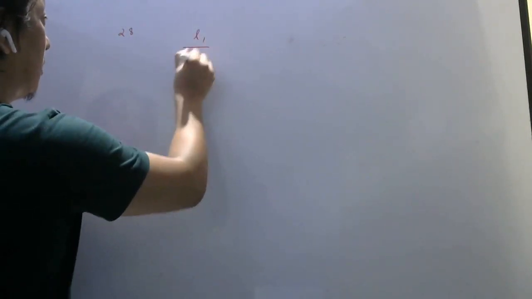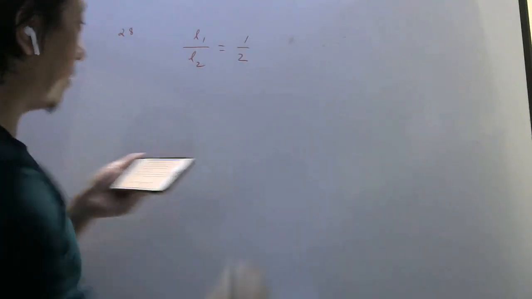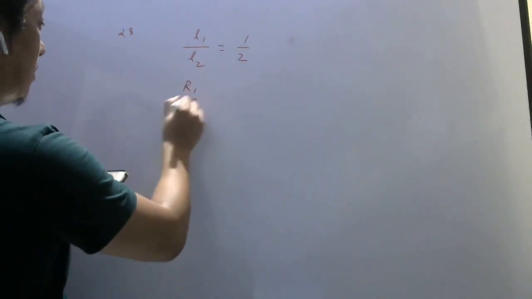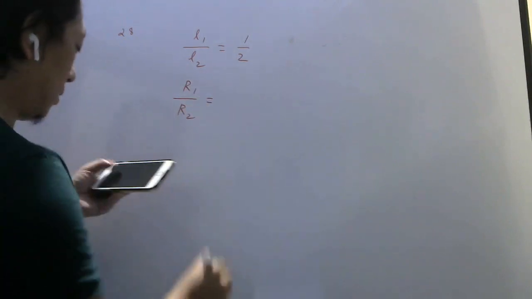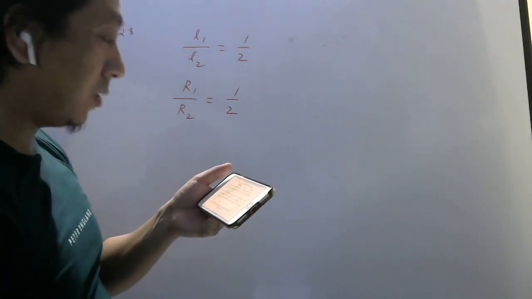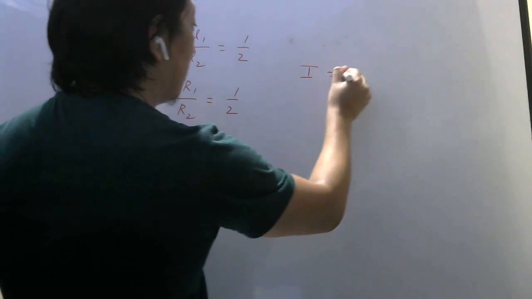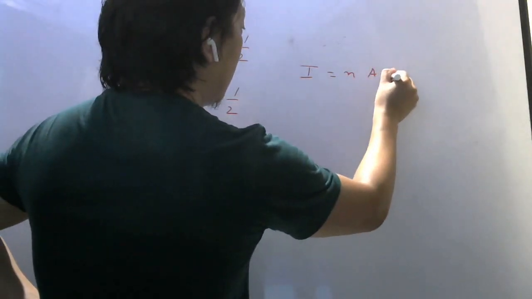Two manganese wires whose lengths are in the ratio 1:2. So length ratio is 1:2, and whose resistances are in the ratio 1:2, are connected in series with a battery. The ratio of drift velocity. Now, similar problem, current is nAvde.